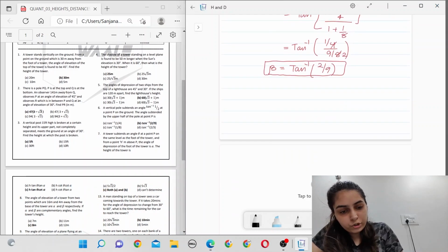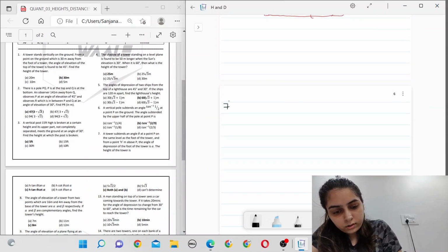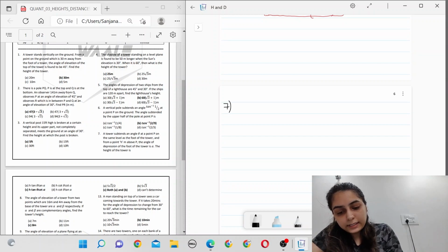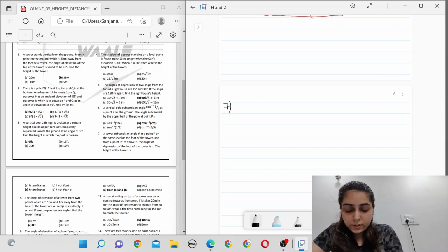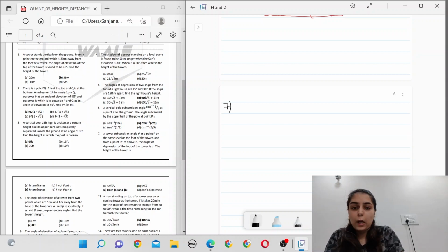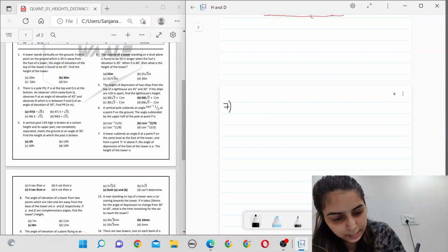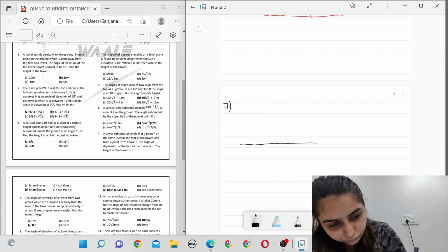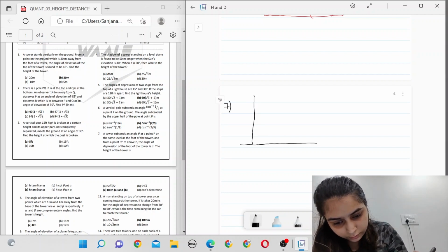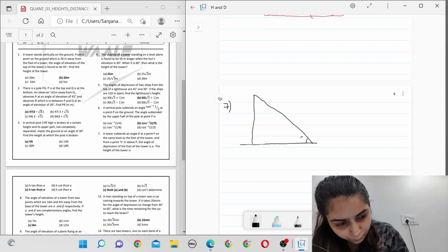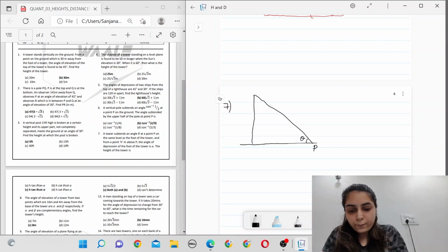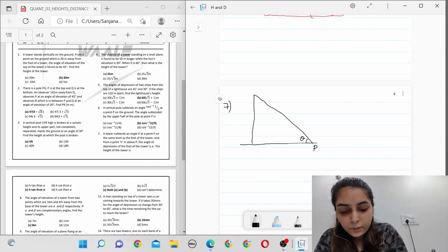Moving ahead to the 7th question. A tower subtends an angle theta at a point P on the same level as the foot of the tower, and from a point h meter above P, the angle of depression of the foot of the tower is alpha. Then the height of the tower is? So here they have given us that there is a tower which stands on the ground, and it subtends an angle theta at a point P on the ground, and at a point h meter above P, the angle of depression of the foot of the tower is alpha.